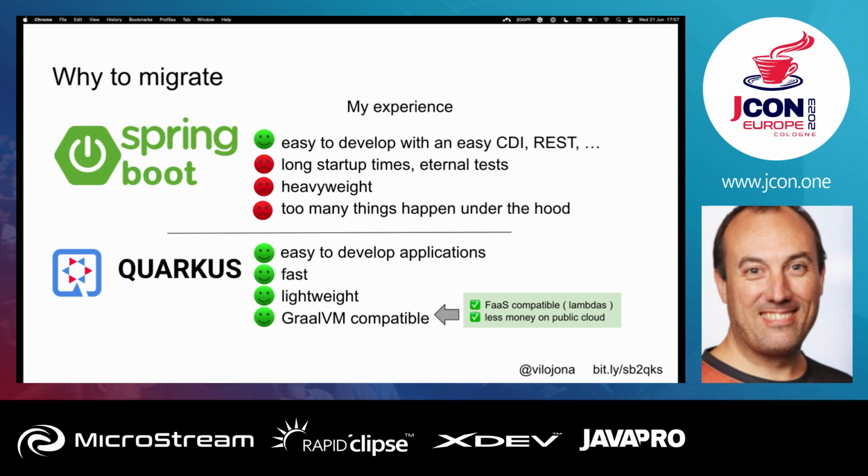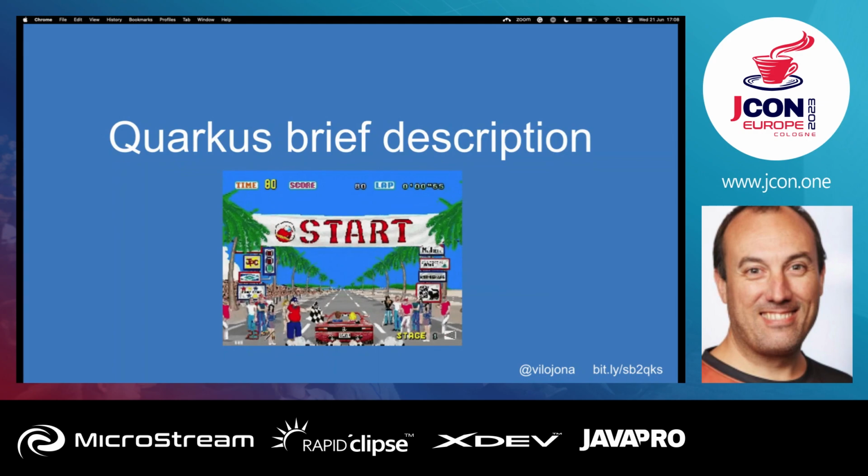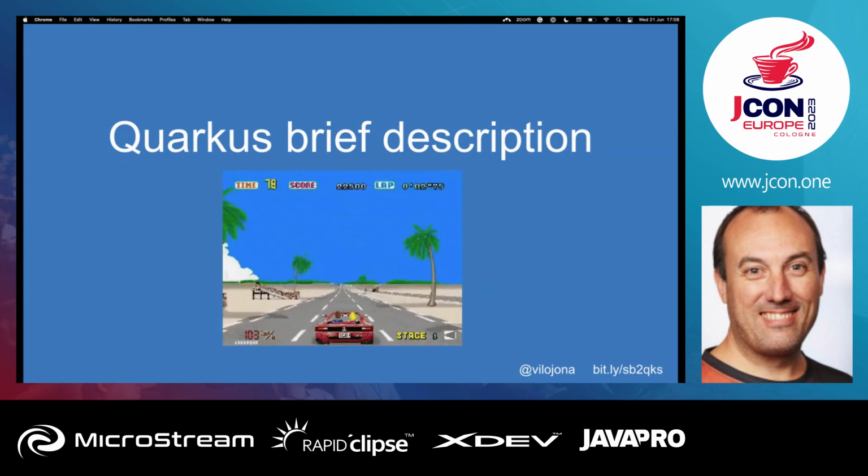And they told me Quarkus is easy to develop applications. Fine, that's great for me. That it is fast, lightweight, and also GraalVM compatible. Therefore, I can create native artifacts and go to a serverless environment. Because at the moment, the most chosen option to go to serverless is using Node.js or Python. So what if we can use Java to go serverless? Okay, let's explore that.